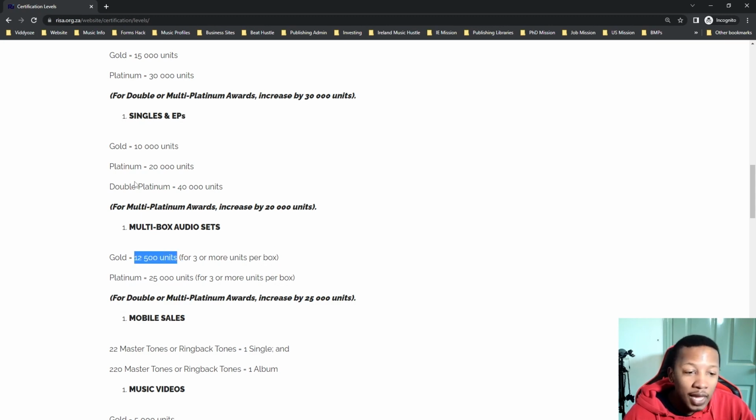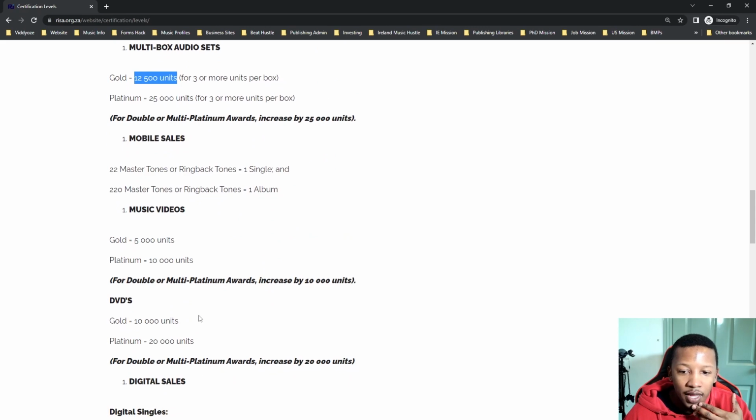So if you have three or more, this is how many units you actually need. There is a gray area where you have two CDs in one sale, where you can actually multiply through. I don't know if that actually makes sense. So let's say you have a CD that has two EPs, your last two EPs, and then you sell one of the combined CDs. That's actually two CDs, not just one. That's what they're talking about here with multi-box audio sets.